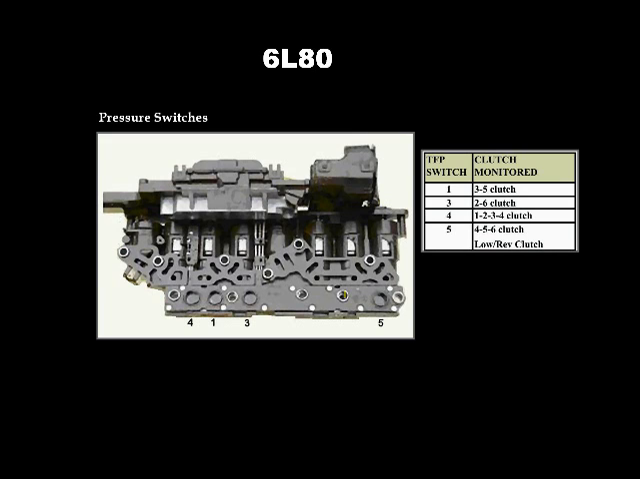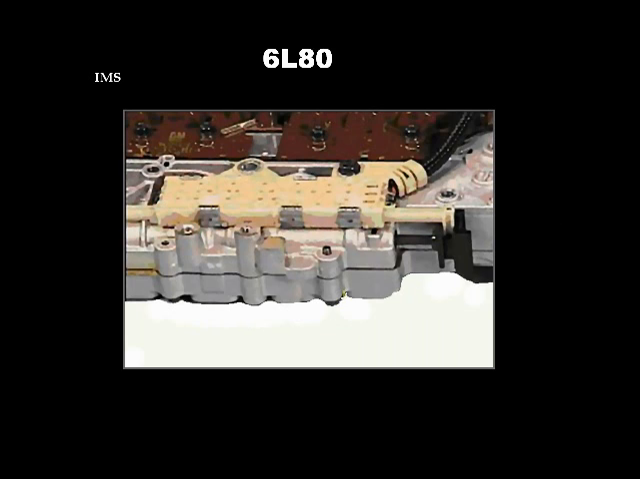As you can see, switch number 1 is in charge of the 3-5 clutch, 3 is in charge of the 2-6 clutch, 4 is in charge of the 1-2-3-4 clutch, and 5 is in charge of the 4-5-6 low reverse clutch. The primary function of the pressure switch itself is to tell us when the clutch actually receives pressure. These are low pressure switches, so we know when the oil pressure is coming out of the solenoid to go to the clutch assembly itself, and we're going to use that information to determine shift adapts.